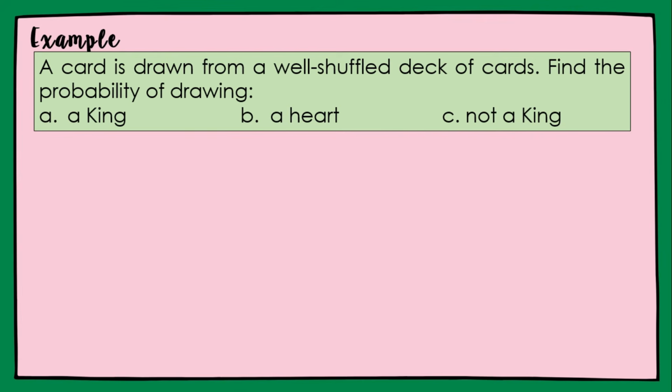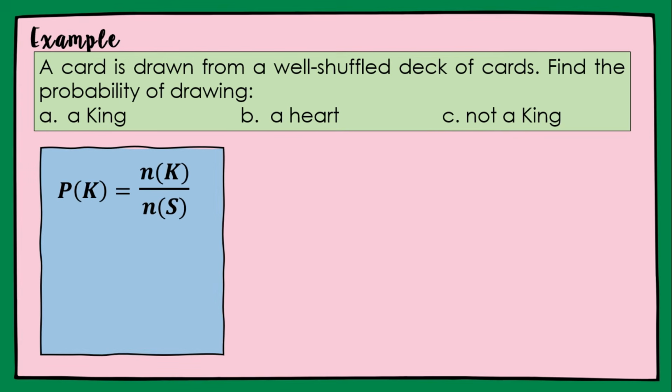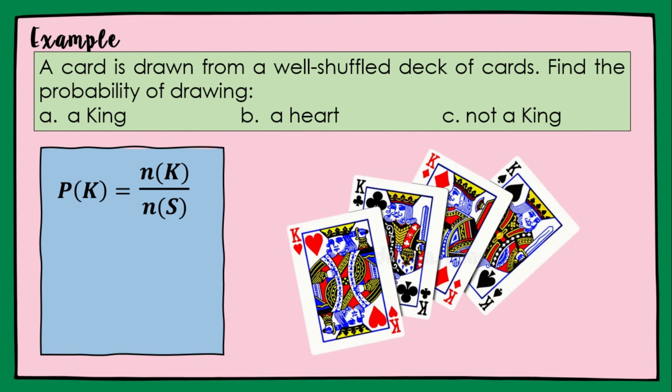Let us start with letter A, the probability of drawing a king. We will denote this event of getting a king as letter K. So P of K is equal to n of K divided by n of S. As we all know, in a deck of 52 cards, there are 4 kings. So n of K is equal to 4. Substitute this in our formula, we have 4 over 52 or 1 over 13. So P of K, or the probability of drawing a king, is equal to 1 over 13.